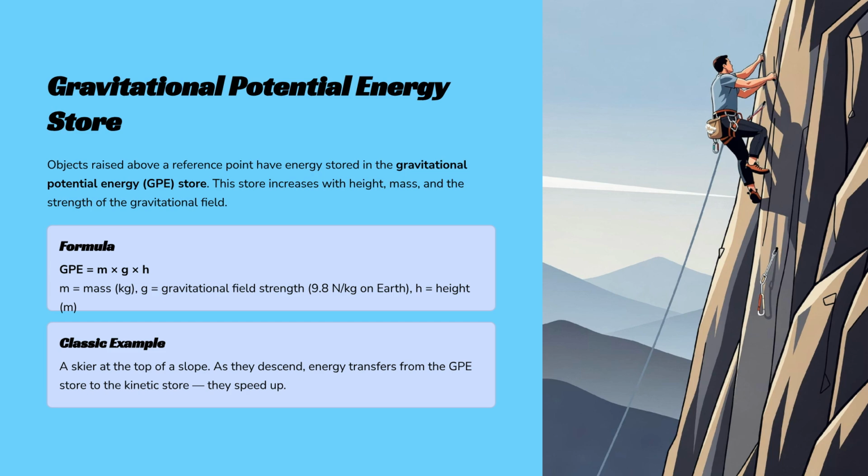Objects raised above a reference point hold energy in the gravitational potential energy store. The amount depends on mass, height, and the strength of the gravitational field. A classic example is a skier on a slope.